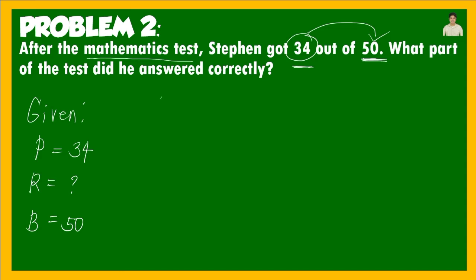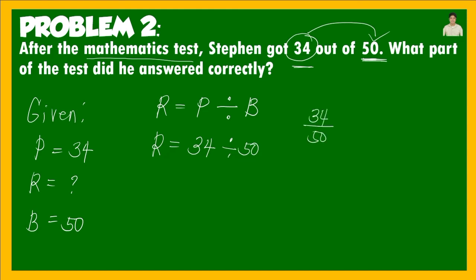So, our solution, so R is equal to P divided by B. Percentage divided by base. Next, let us substitute the given. So, 34 divided by 50. So, pwede rin natin yung gawing 34 over 50, syempre, and then we'll get the GCF. So, the GCF between 34 and 50 is 2. So, we'll divide both numerator and denominator by 2. So, 34 divided by 2, that is 17. 50 divided by 2, that is 25. So, 17 over 25. So, i-divide po ngayon natin yan.